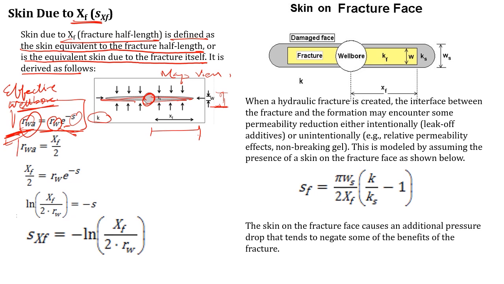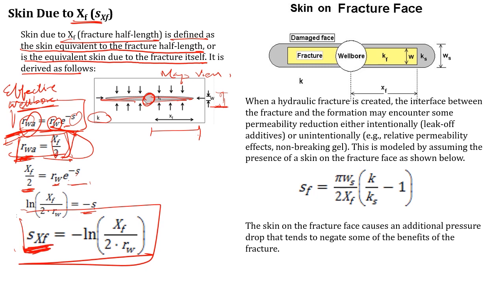Now, as we know, for a fractured well, this apparent wellbore radius RWA is my XF divided by 2. I am placing this XF divided by 2 in the effective wellbore radius formula. So XF divided by 2 is equal to RW into e raised to minus S. Now I have taken log on both sides, so ln of XF upon 2 RW is equal to minus S. This will be my skin factor due to the XF, or the fracture half length. This is a very important formula, and this particular thing can be asked in GATE.